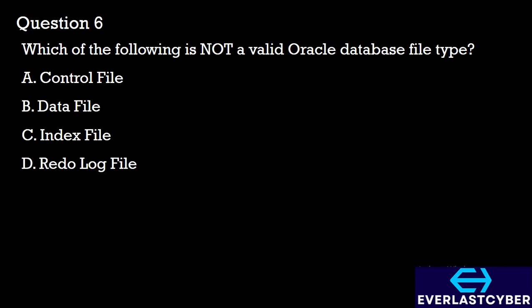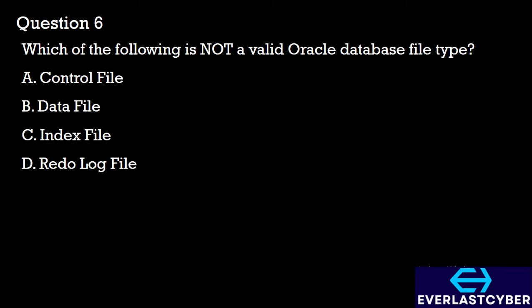The control file contains metadata about the database like the structure, data file locations, and log history. It is essential for database startup and recovery, and it is a valid Oracle database file. In option B, the data file stores the actual user and application data, including tables, indexes, and other database objects.